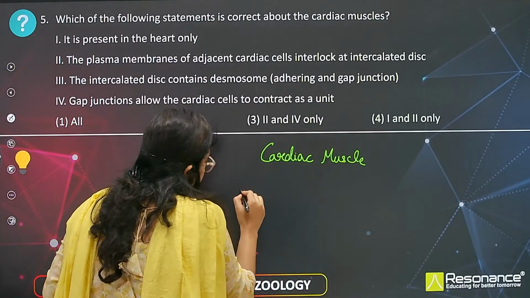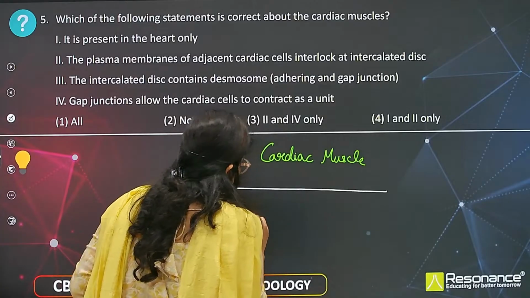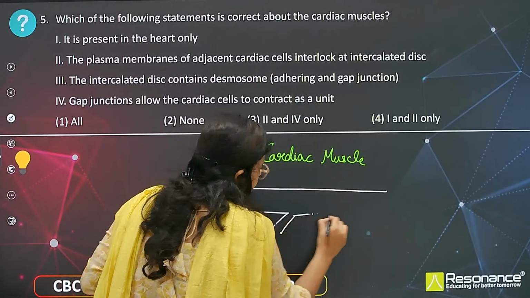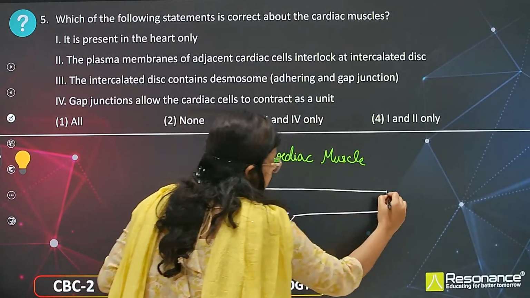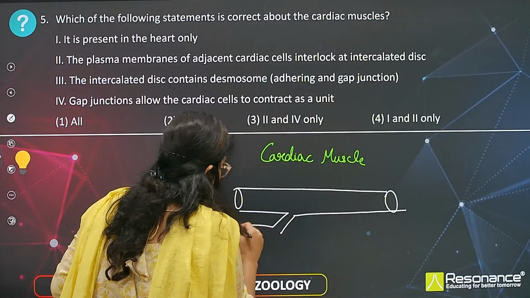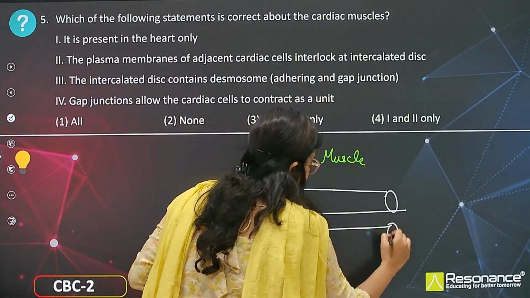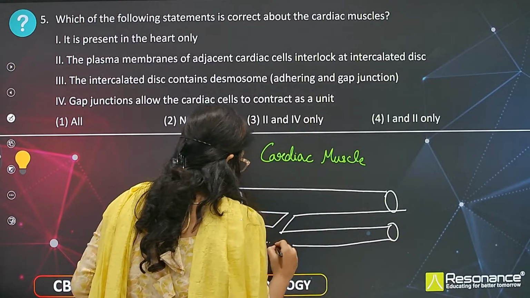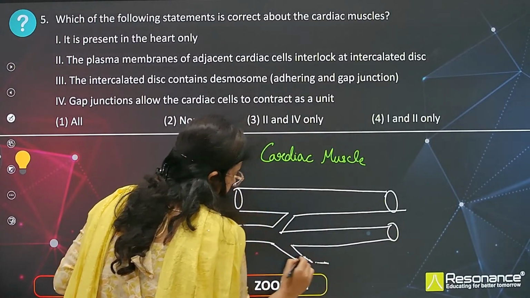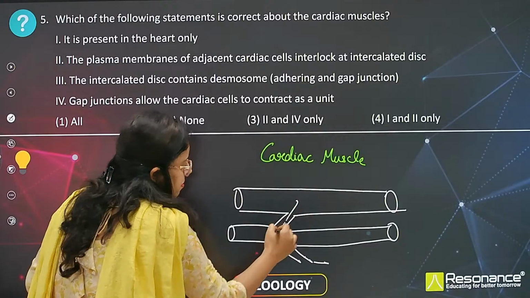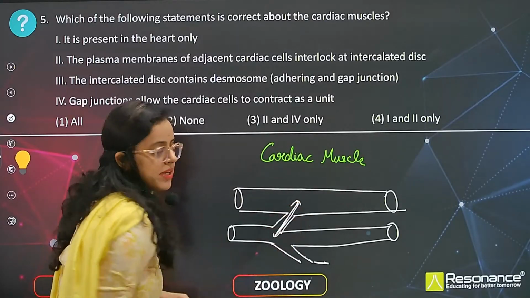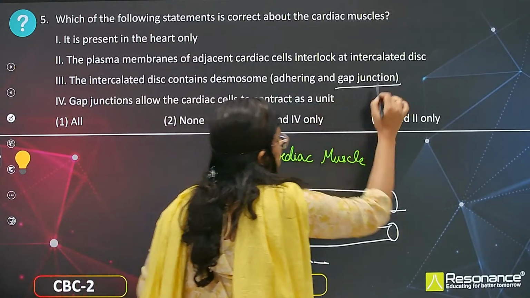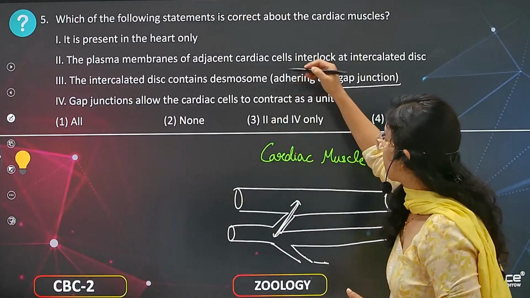Okay, so this is the cardiac muscle which has branches with the adjacent ones. Okay, this is how the junction is. So the direct cytoplasmic exchange can be seen because of this gap junction. So this is also a true statement.